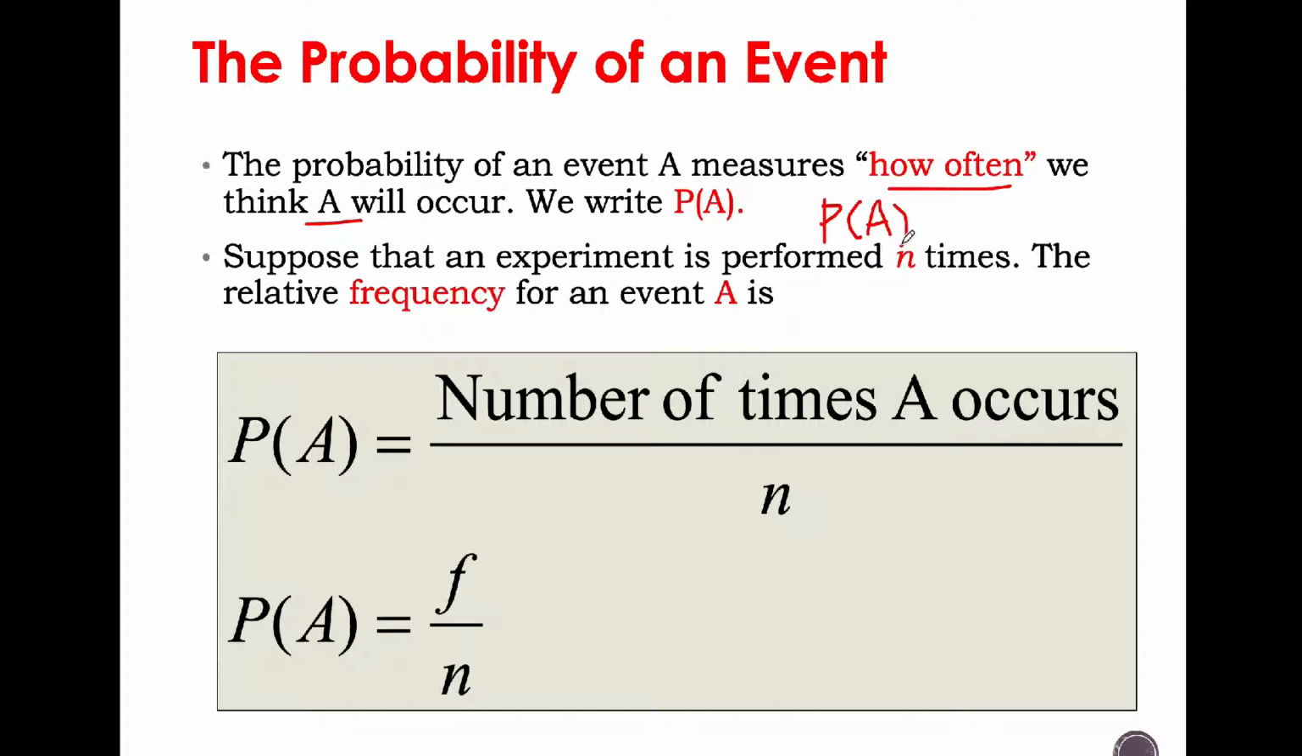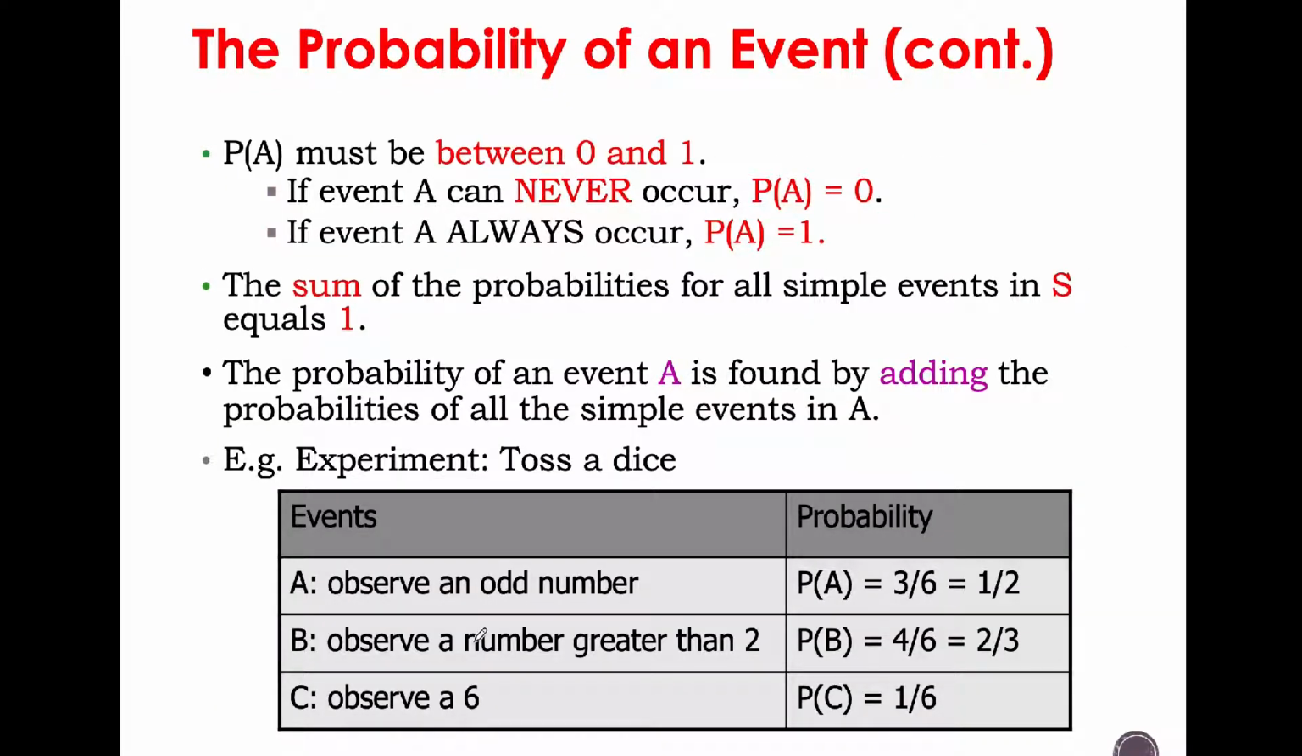Suppose that an experiment is performed N times, the relative frequency of an event A is defined as the number of times A occurs divided by N. So the probability is defined as F per N. Okay, proceed with the probability of an event.